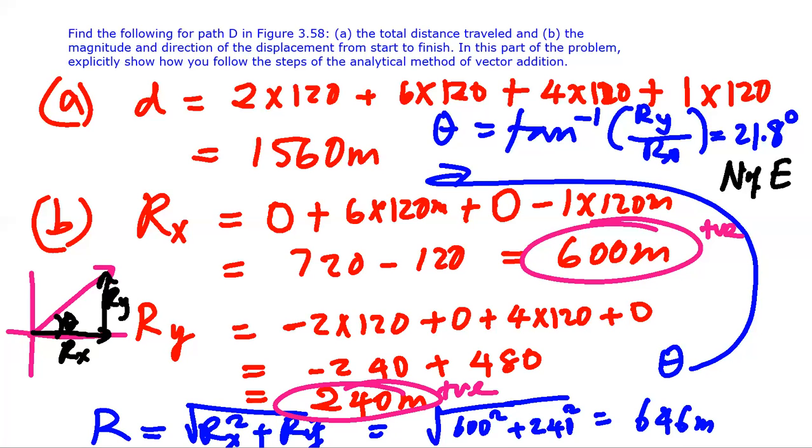And we look at the diagram where the person ends up, which is actually north of east. So the resultant vector, the magnitude is 646 meters. The direction is 21.8 degrees north of east. Any questions? No, not at this time. Okay, so with this, you should be able to solve any other vector problem because this is like the more general problem.